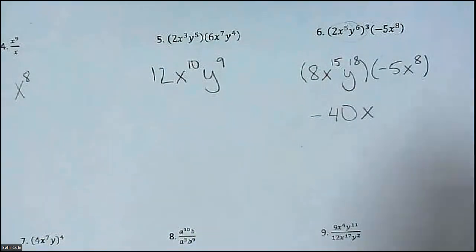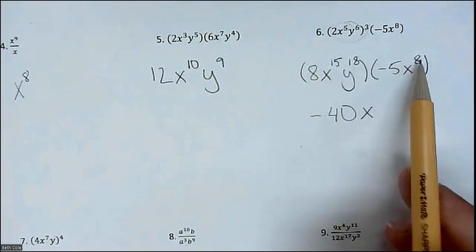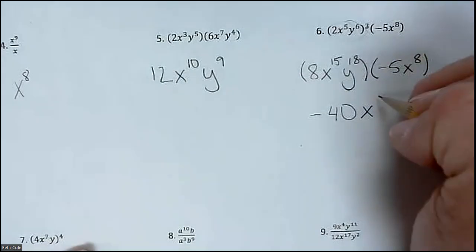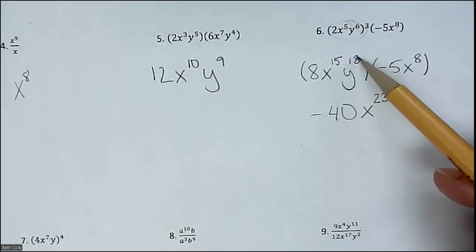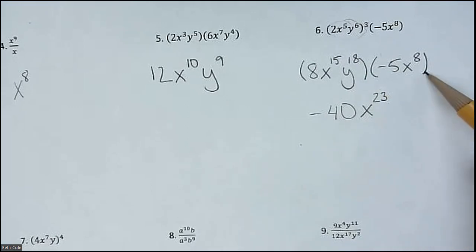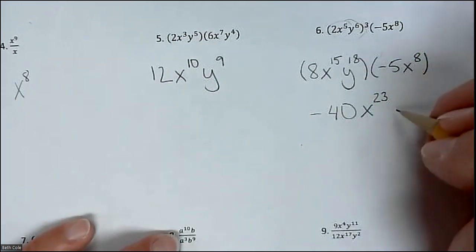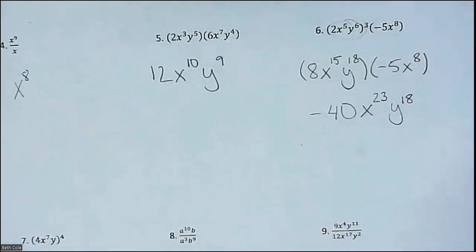Now, when you're multiplying, what do you do to the exponents? Add. Good. So 15 plus 8 is 23. And then do you see how it's y to the 18th and then there's not a y in this one? That means it's just going to be y to the 18th. There's not another y to combine it with. So you just leave it as that.